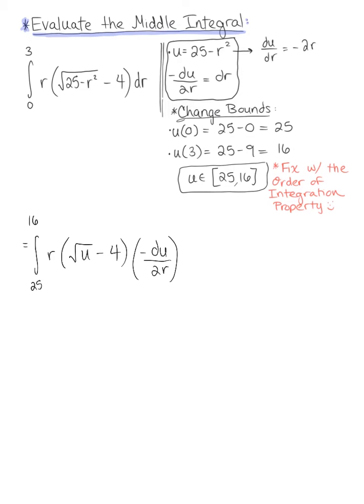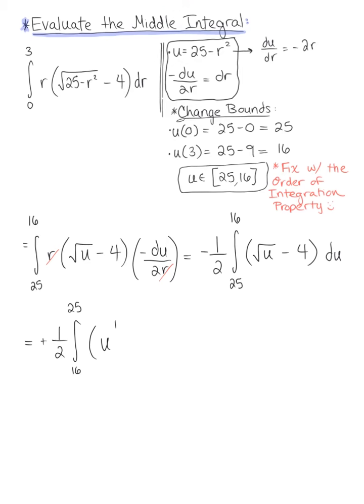And we're excited. We see that these r's cancel each other out. I'm going to factor this negative 1/2 to the front. So we have minus 1/2 multiplied by the integral from 25 to 16 of the square root of u minus 4 du. And now applying the order of integration property, we multiply this integral by a negative. So this becomes plus 1/2 times the integral from 16 to 25 of u to the 1/2 minus 4 du. And we are officially ready to integrate.